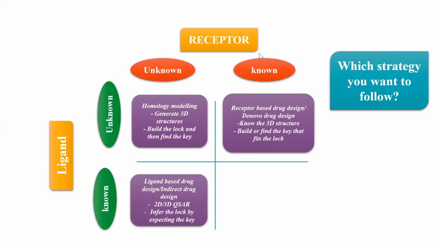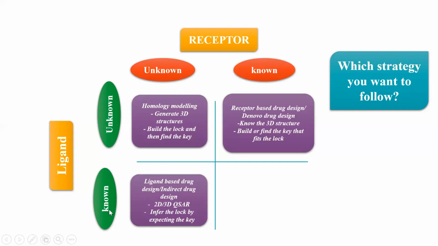Another option is that you have a bunch of receptors without the three-dimensional structure, but you have certain ligands and you know their structure. So you can go with ligand based drug design, or indirect drug design, where you perform two-dimensional or three-dimensional QSAR, quantitative structure activity relationship, and infer the lock by expecting the key. The last one is that you have the receptor and you know its structure, that is a protein or a macromolecule.